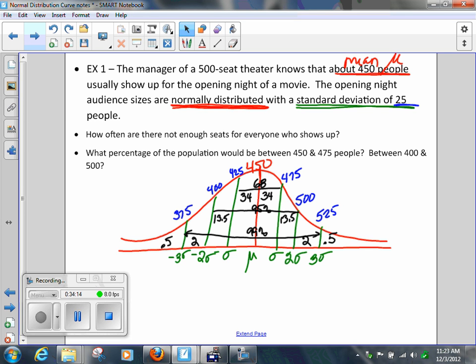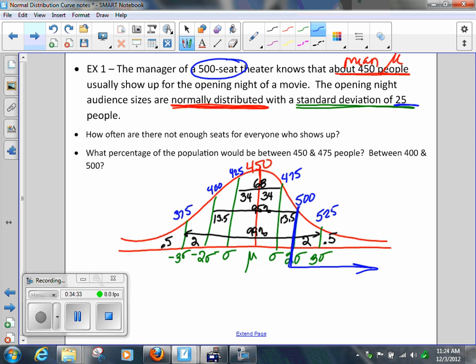Go back and look at the first part. It says, how often are there not enough seats for everyone who shows up? Well, how many total seats does it have? It has 500 seats. That's important to us. All right, so if I go here and I look that way, what percentage of the time do they not have enough seats? 2.5%. 2 plus 0.5, which is 2.5%. Does that make sense? Everybody good with that?